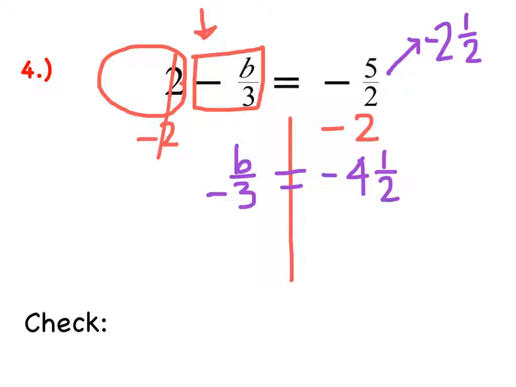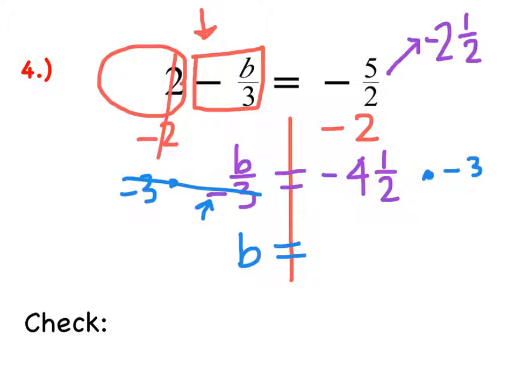The next thing I need to do is multiply both sides by negative 3. Why negative? Because we have a negative in our number. So I'm going to multiply both sides by negative 3. These two cancel out because I have times and divide, which are opposites, so I'm left with just b.